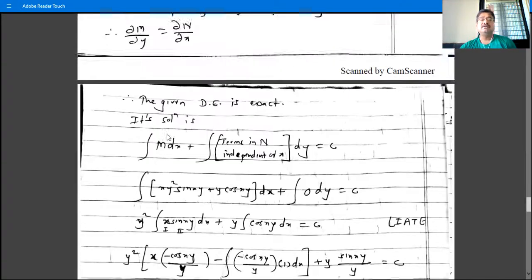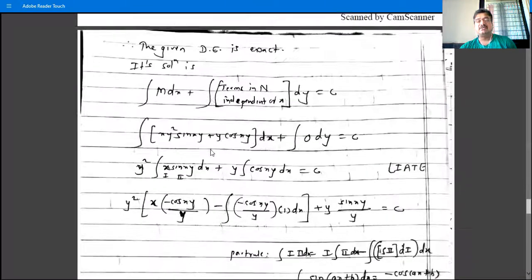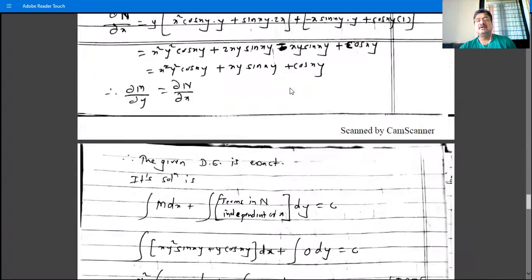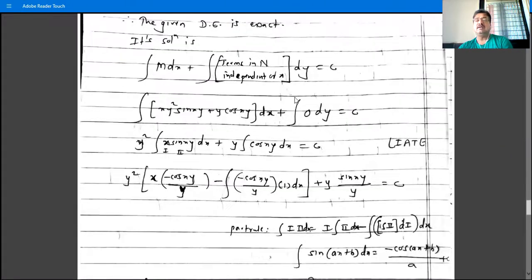So what is M? M is this: x y² sin(xy) plus y cos(xy), that dx, plus terms in N independent of x. There are two terms in N. This is the first term and this is the second term. What is that? x² y sin(xy), and the other term is plus x cos(xy). Both the terms depend on x. This term contains x, and this term also depends on x. So there is no term in N independent of x. So write 0 dy is equal to constant.